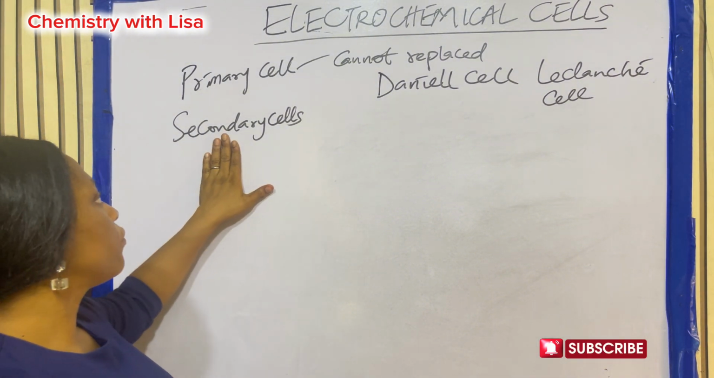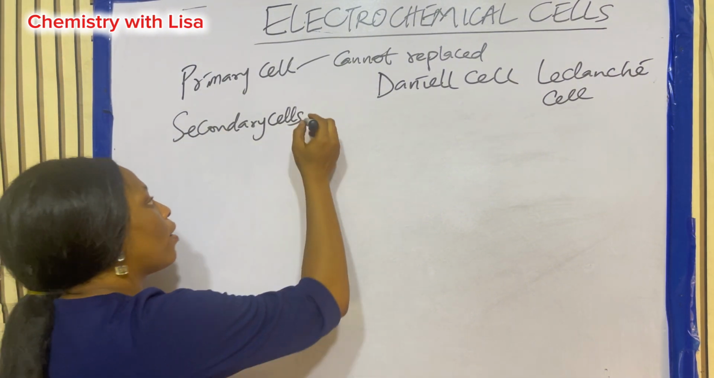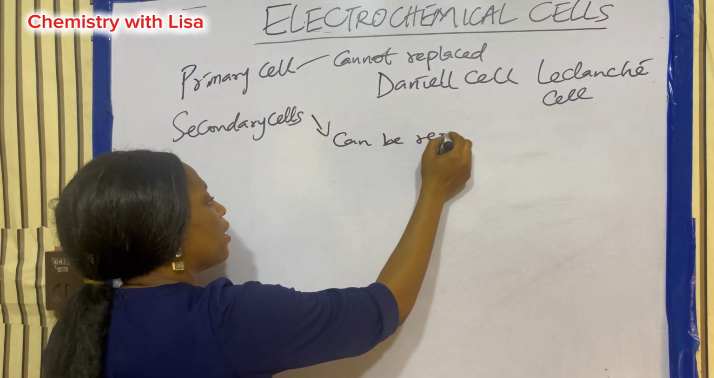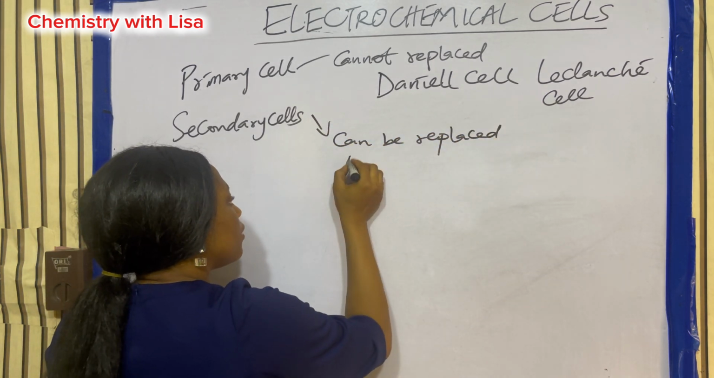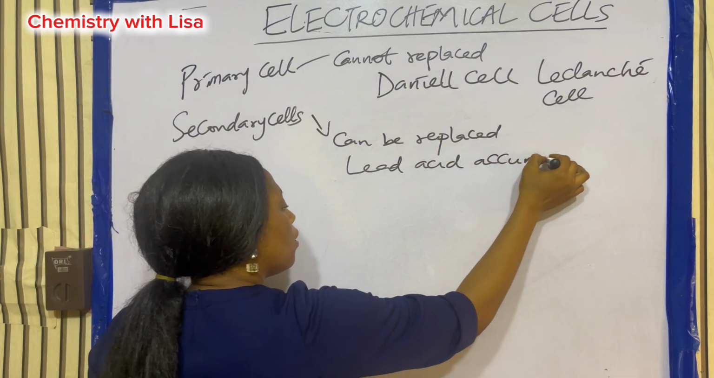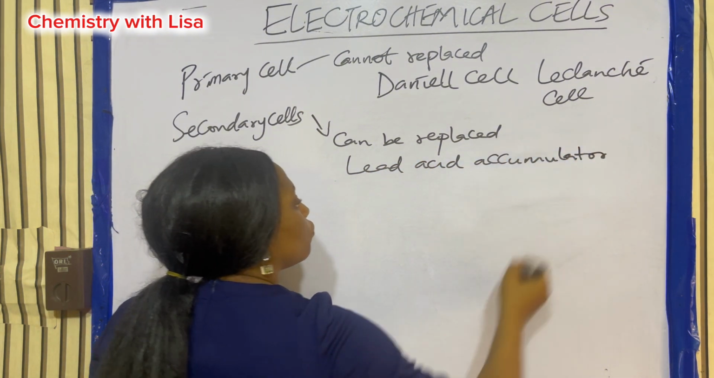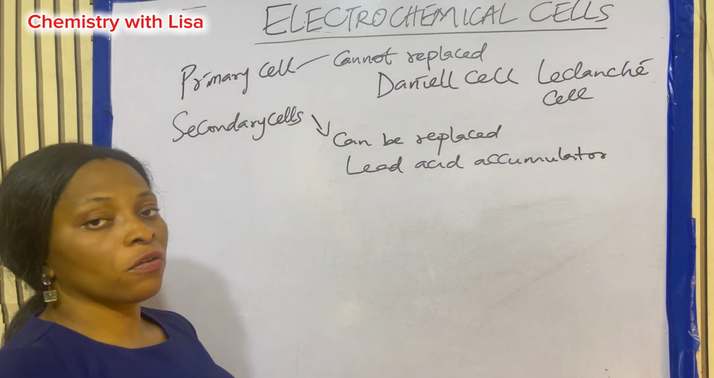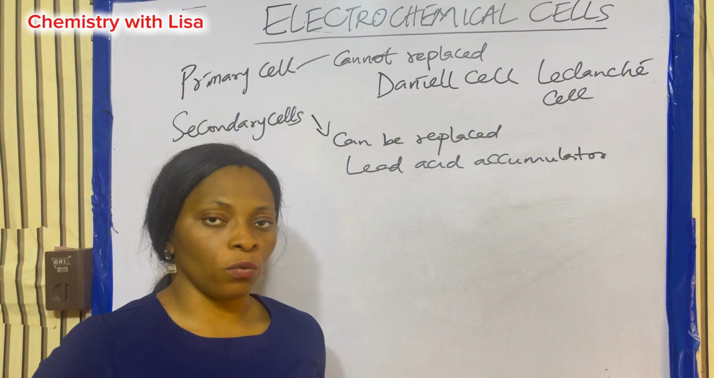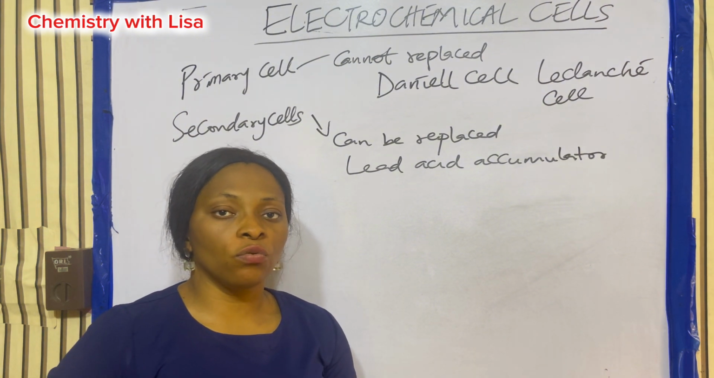Then we have the secondary cells. These are cells that when they are exhausted, they can be replaced. So example is the lead acid accumulator. The lead acid accumulator is an example of the battery used in car. You see those batteries that car make use of. If your battery runs down, it's not the end of the world. All you need to do is to do what?